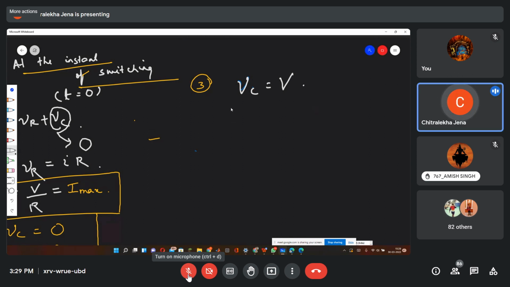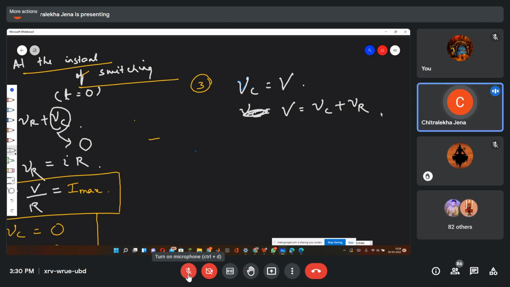Okay. So now what is my equation? Kirchhoff's voltage law is valid once I have closed the switch. Yes or no? So what is my equation? Capital V is equal to VC plus VR. This is my simple equation using Kirchhoff's voltage law. Yes or no?